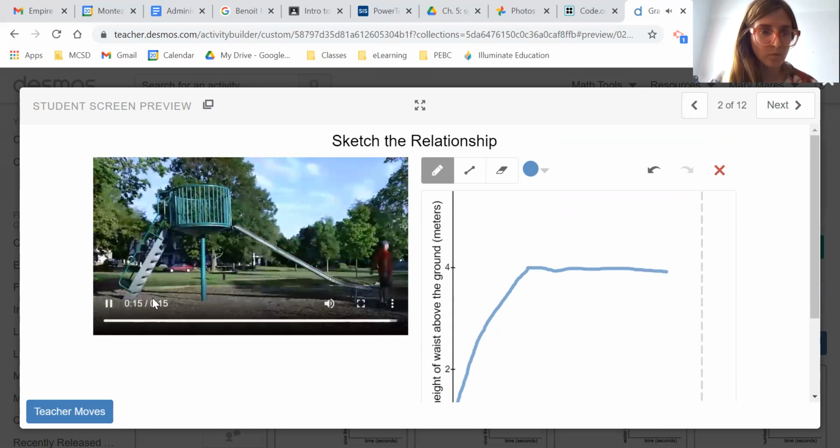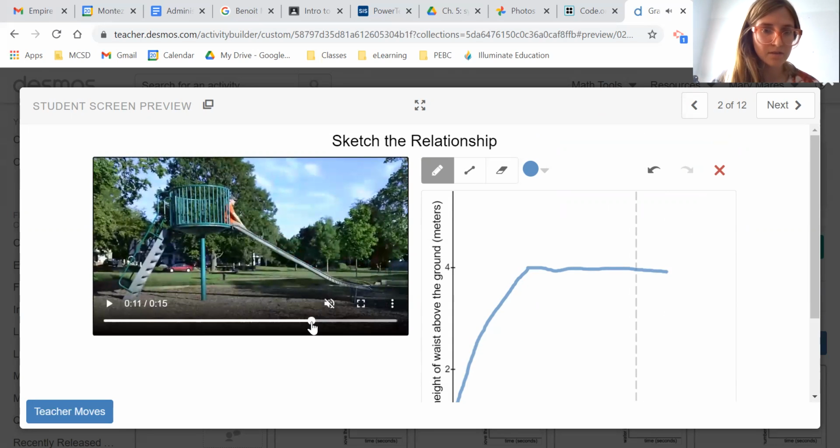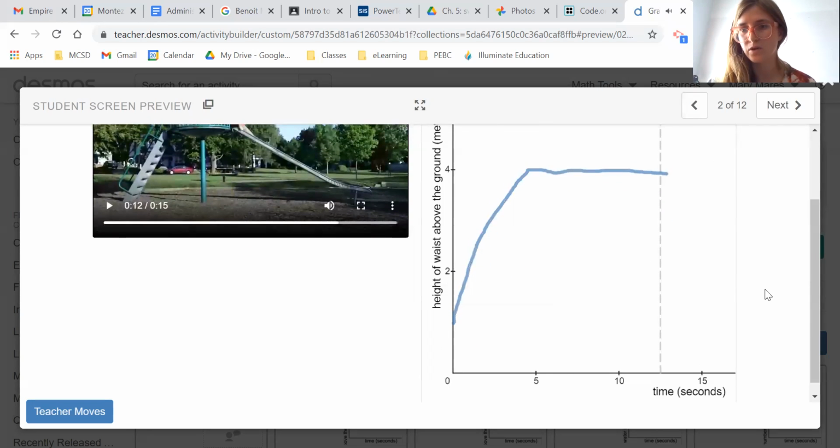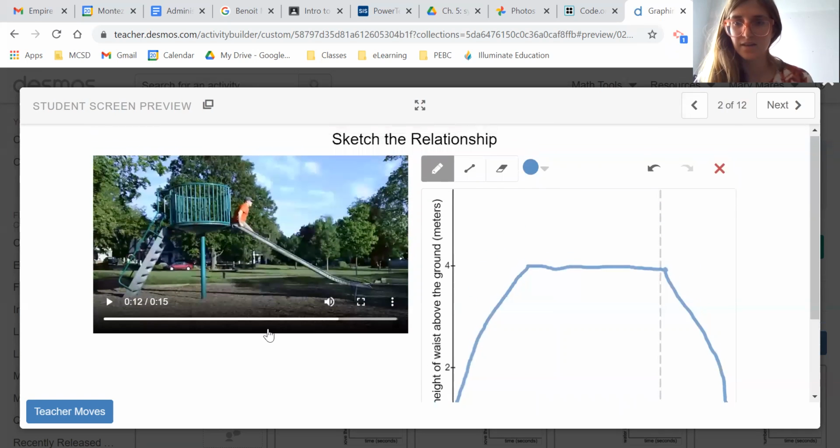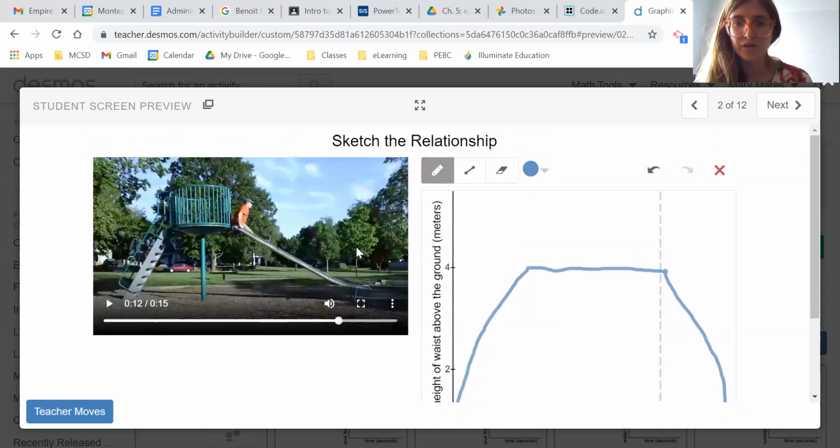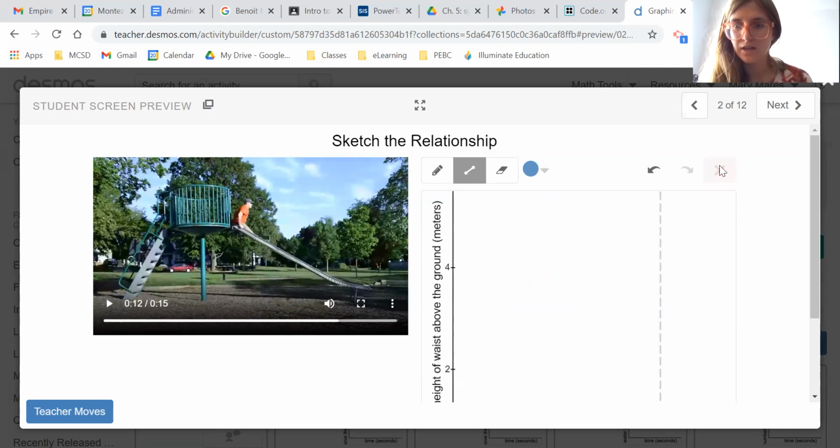until, when did he start going down the slide? 11, 12 was when he started going down. Yeah, so right around there. And then, yeah, something like that. Again, it doesn't need to be perfect. Oh, I never even noticed there's lines there. That would make it a little neater.